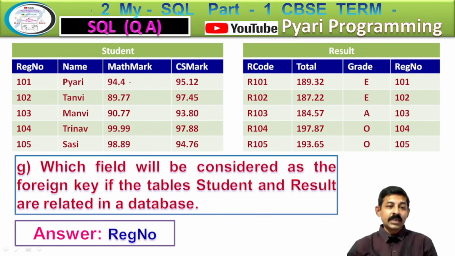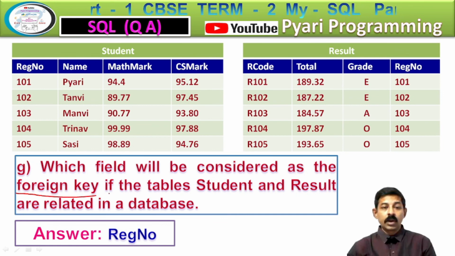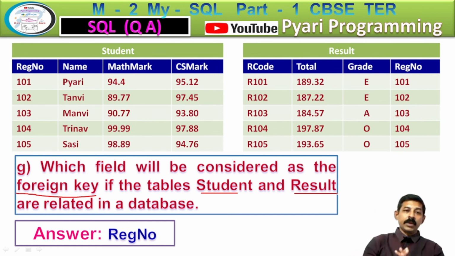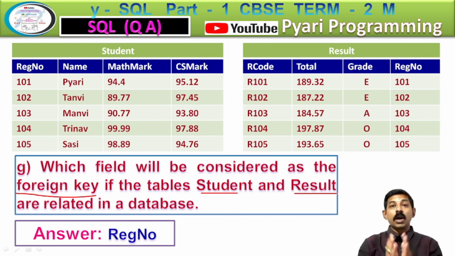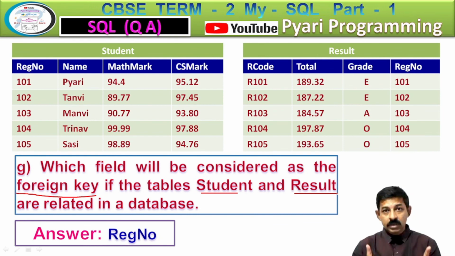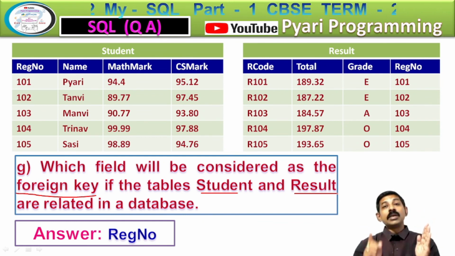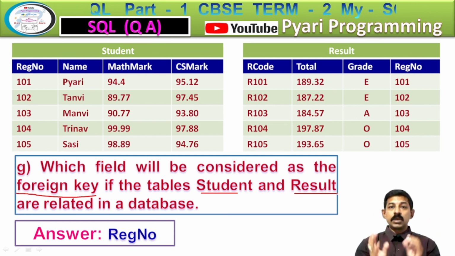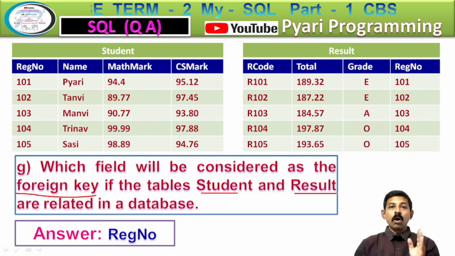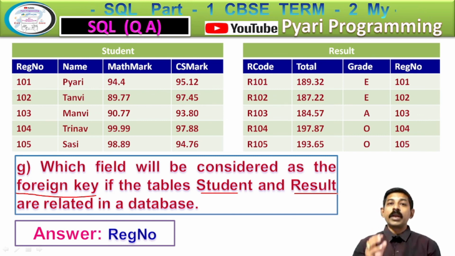Now the next question says that which field will be considered as the foreign key. अब ये foreign key के बारे में बोल रहा है. If the table student and result are available in the same database. तो चलो foreign key के लिए हमें क्या ढूंढना है? अगर the same column is available in both the tables, in one table the column is primary key, then in the second table it is a candidate for the foreign key. फिर से बोल रहा हूँ, अगर सेम कॉलम दो टेबल में है और एक टेबल में वो प्राइमरी की है तो दूसरे टेबल में आप उसको फॉरेन की बना सकते हो.